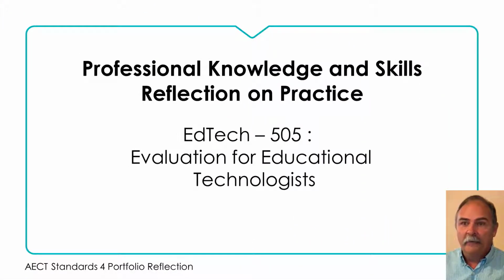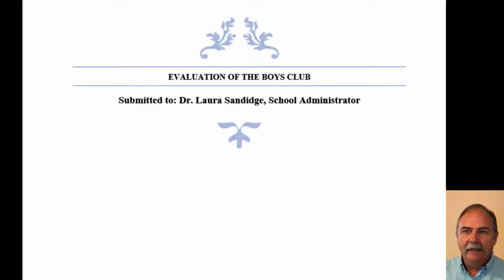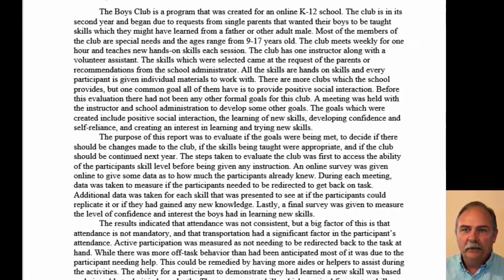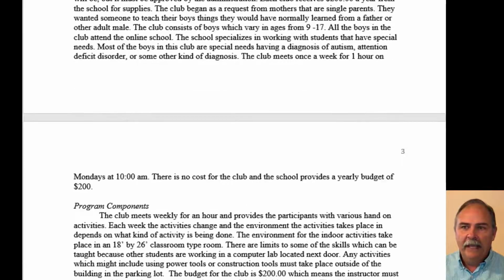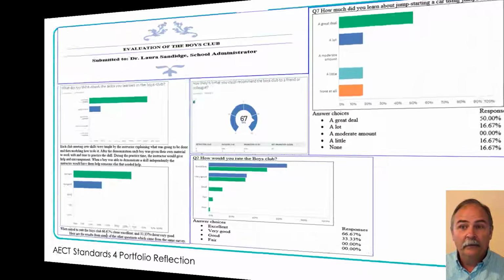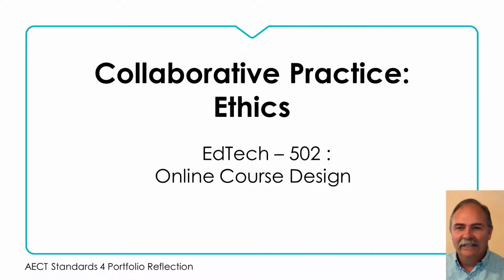Here is another example of a report that I created in EdTech 505 Evaluation for Educational Technologists. This report analyzes the effectiveness of activities in a boys' club. The boys in this club were special needs and they range from 8 to 17 years of age. The data was collected in the form of surveys, then it was analyzed and displayed visually in graphs. This report and the previous report display my ability to design and implement assessment and evaluation plans that align with learning goals and instructional activities.